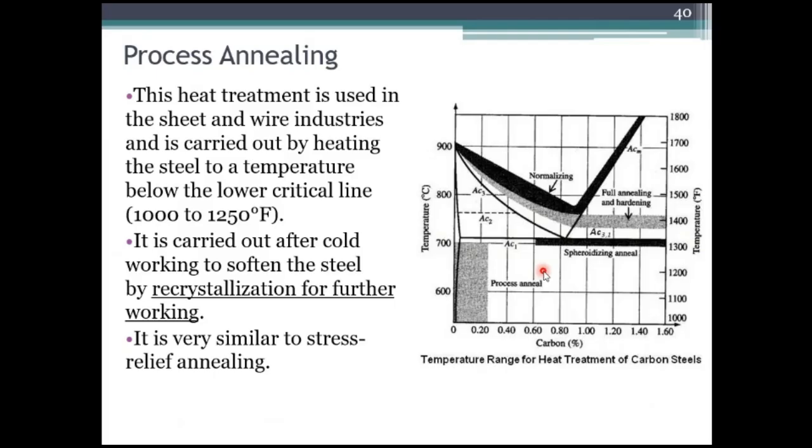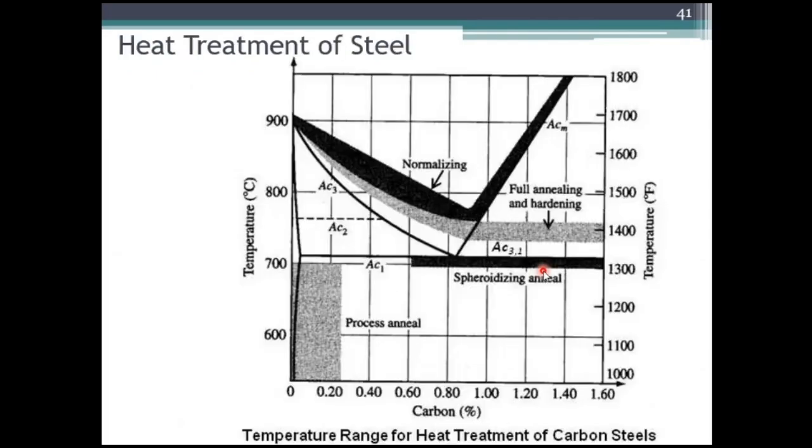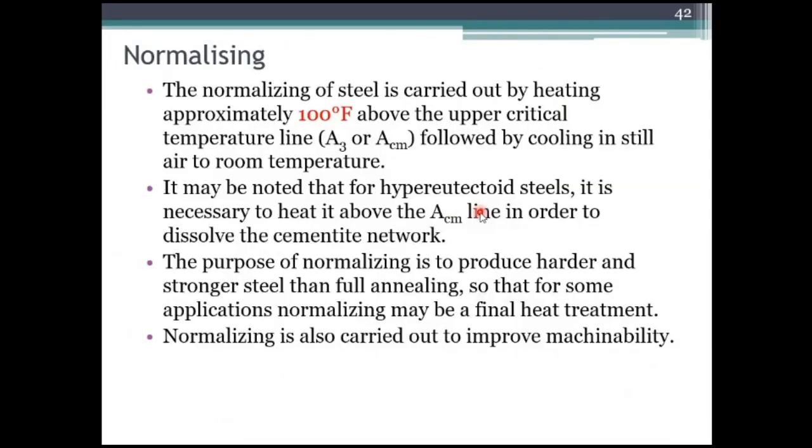This process annealing operation can also be used for stress relieving. So this is the temperature range, and up to this it's called process annealing. Usually at 1100 or 1200 we go for process annealing, at 1300 degrees Celsius we go for spheroidizing annealing, and within 1400 to 1450 we go for full annealing or full hardening. Above that, the ultimate is the normalizing type of heat treatment. We will study it one by one, no issues.